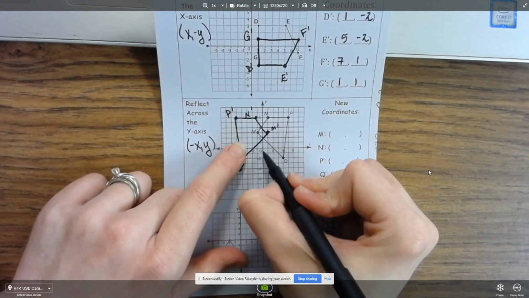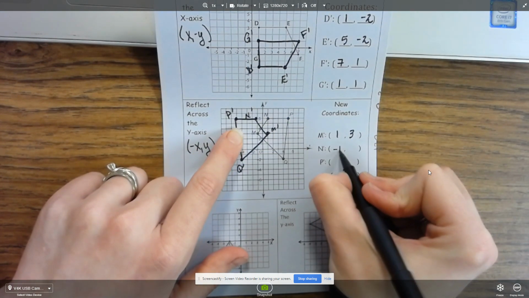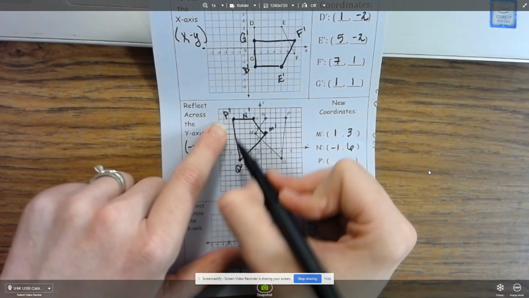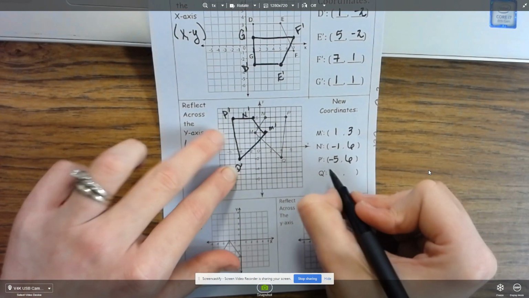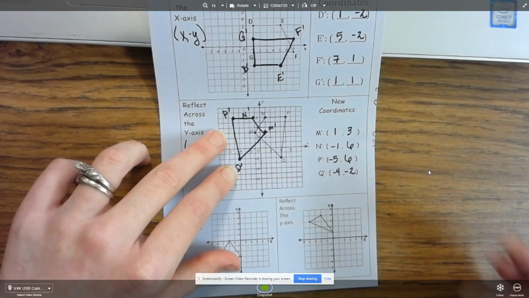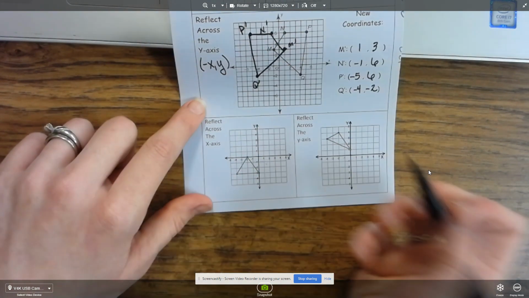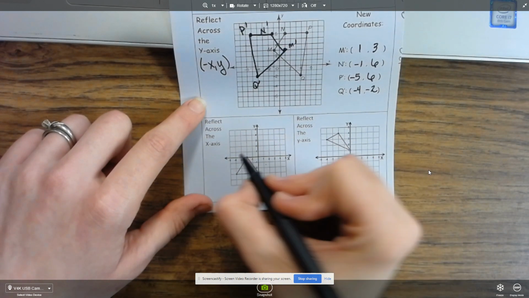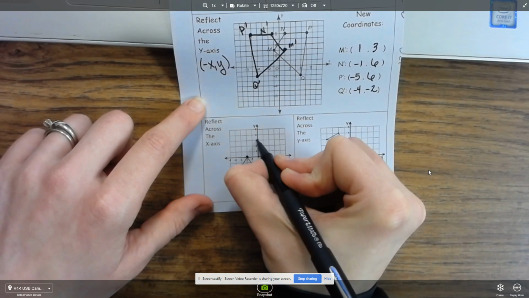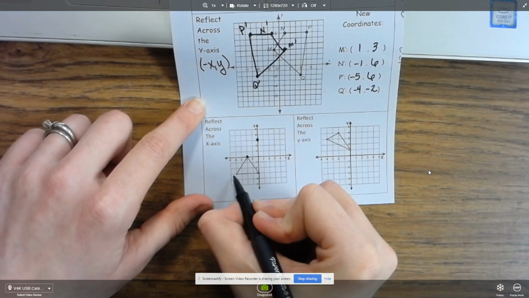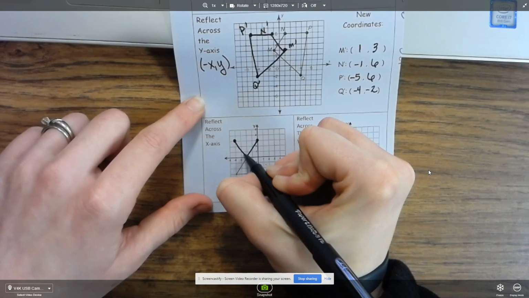Okay, so M is now at 1, 3. N is at -1, 6. P is at -5, 6. And Q is at -4, -2. And then finally on the bottom, all it asks you to do is to reflect across the X. So remember, it needs to flip across that X line. So this point is going to stay the same. Right here where we're at -3, it would come up to +3. And then here we're at -3 again. So that one would go up to +3.